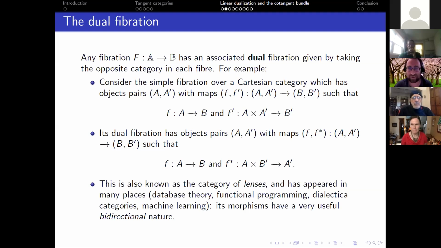So I've been talking about this a lot in a lot of talks. I sort of want to get the word out about this kind of fibration idea, the dual fibration, and the dual of the simple fibration, as we'll see, the dual of the codomain fibration. They're really interesting categories, I think, because they have kind of a bidirectional nature.